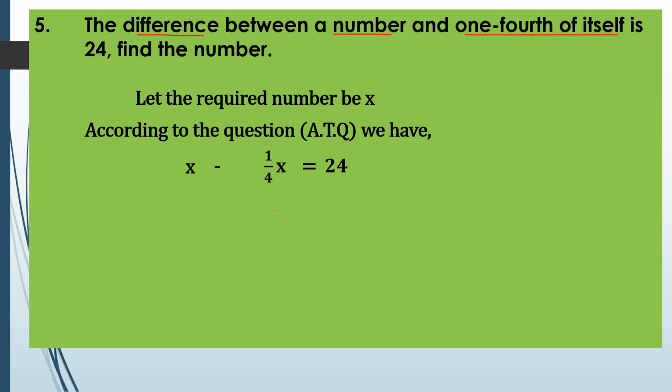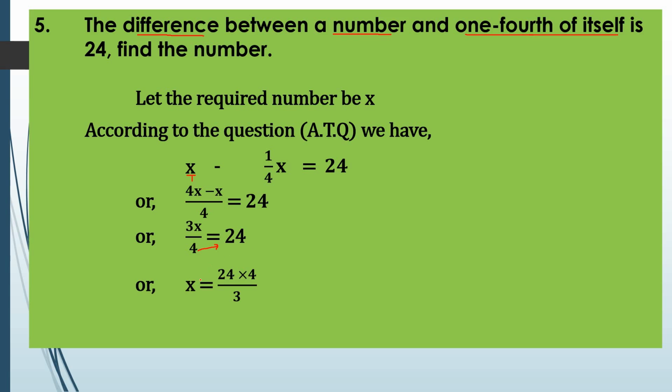Now let us solve this. This includes a fraction, and we have learned how to solve a linear equation containing fractions. We'll take the LCM. LCM will be 4. Now here this x has 1, so 1 4 is 4. 4 into x is 4x minus x divided by 4 equals 24. When you solve this, we get 3x upon 4. 4x minus x is 3x upon 4 equals 24. Now we cross multiply, okay?